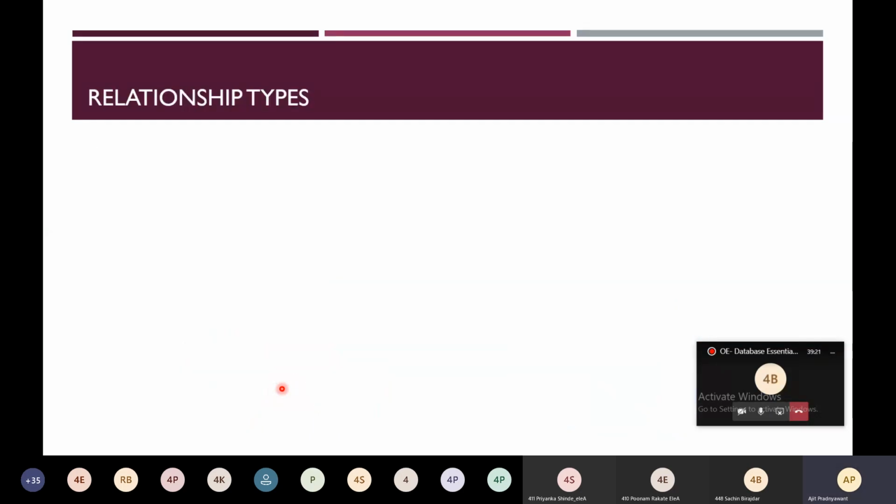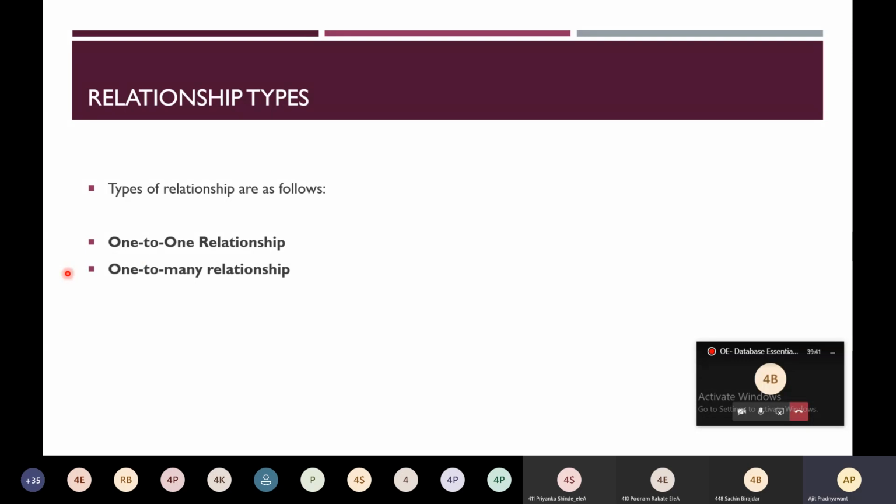Next, we are going to see different relationship types. So these are the different types of relationship. First one is called one-to-one relationship. Then next is called one-to-many relationship. Next is called many-to-one relationship. And next is called many-to-many relationship. So these are the different relationship types. We are going to see one by one.